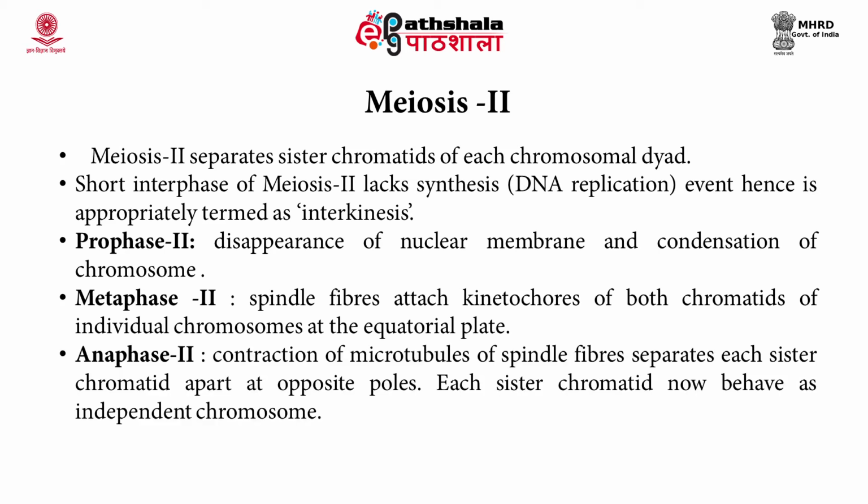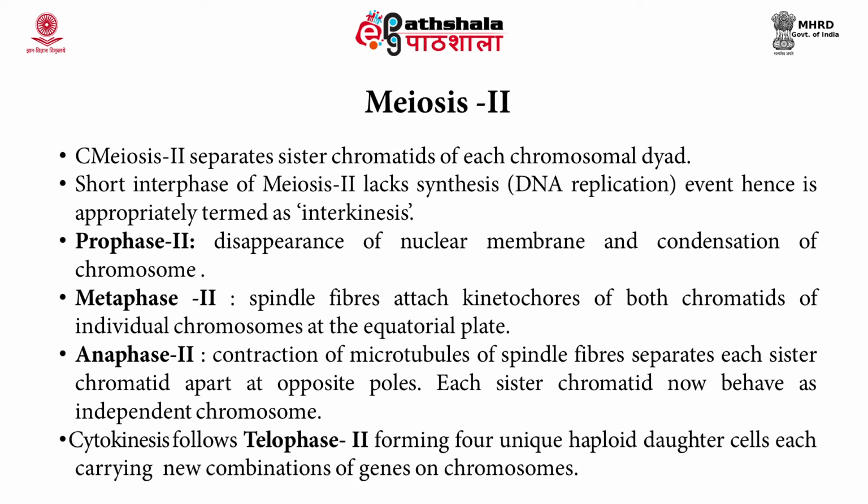At anaphase II, microtubules of spindle fibers contract, thus separating each sister chromatid apart to opposite poles. Each sister chromatid now behaves as an independent chromosome. Cytokinesis follows telophase II, forming 4 unique haploid daughter cells, each carrying new combinations of genes on chromosomes.